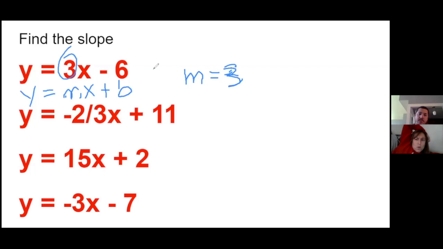You don't write it as coordinates ever? It's just m equals 3? No, it's not coordinates because it's a ratio. It's a fraction. But that's not a fraction, that's a 3. Yes and no.